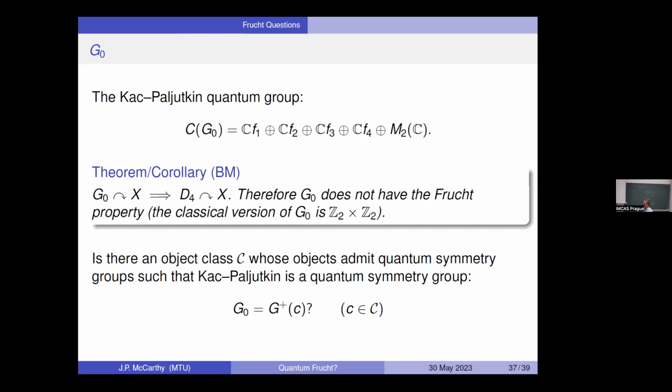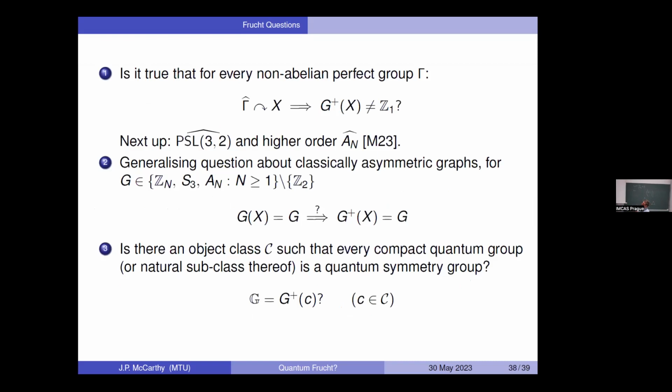But I come back to this question. Our quantum Frucht theorem here failed. But is there maybe a class of objects admitting quantum symmetry for which this is a quantum symmetry group? I love this quantum group, and it'd be nice to see it like this. And then we get more questions. The first is, can we do more work on perfect duals. The second is generalizing the question about classically asymmetric graphs. We haven't found any graph with any of these classical symmetries that has quantum symmetry.